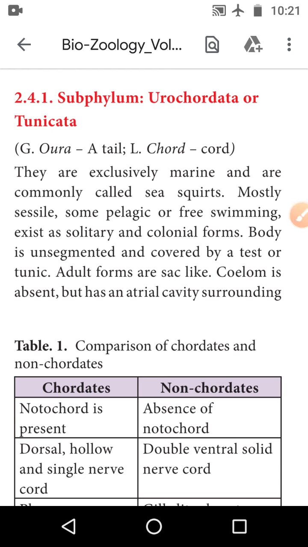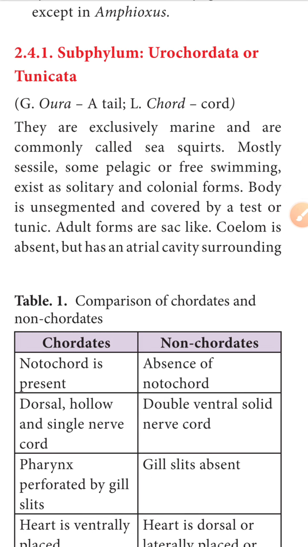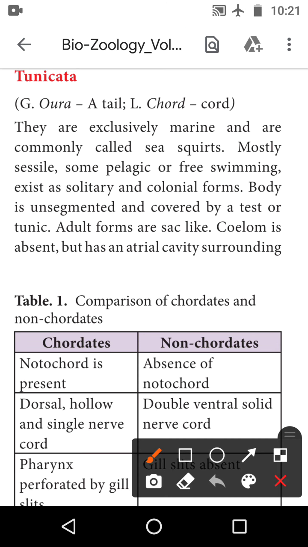Today we will discuss the topic 11th standard Zoology, Kingdom Animalia, next subphylum Urochordata. Okay, what is meant by Urochordata? Already you know Urochordata is the subphylum. They are exclusively marine and are commonly called the sea squirts. Mostly they are sessile, some are pelagic or free swimming animals.